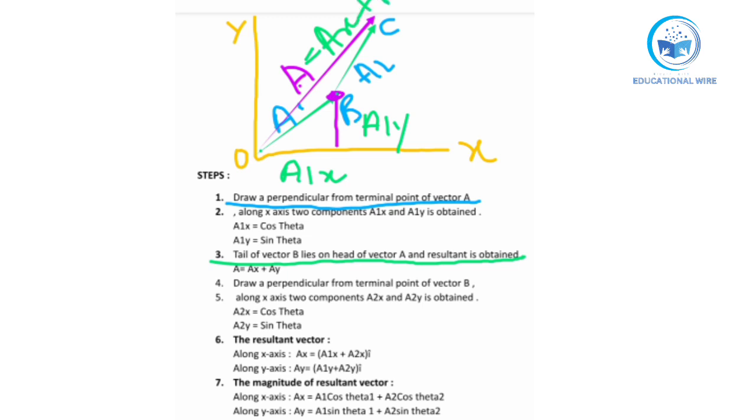ax plus ay. Okay, and we obtained this one. Now move to the fourth point. It says that draw a perpendicular from the terminal point of vector b. So where is the terminal point of vector b? Let me erase all these things.